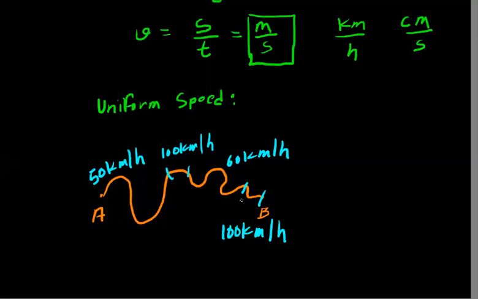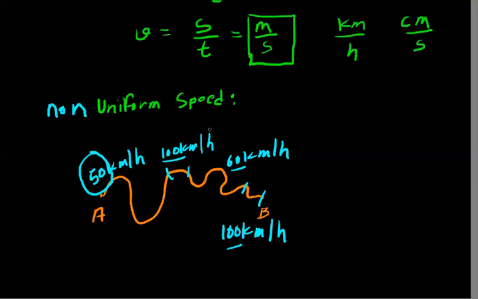So as you can see over here, the magnitude of speed keeps on changing: 50, 100, 60 and 100. If the magnitude of the speed keeps on changing, we say that this body is traveling with a non-uniform speed.